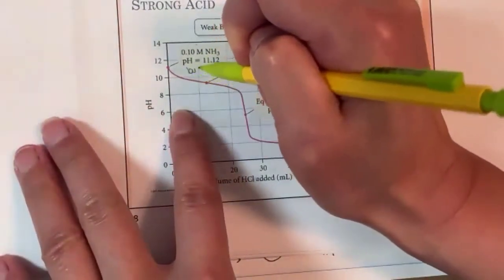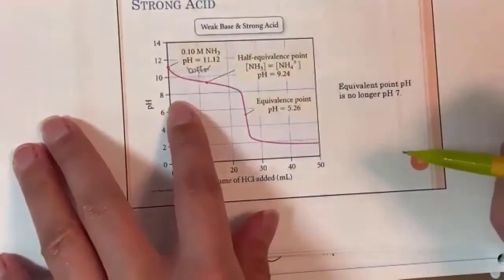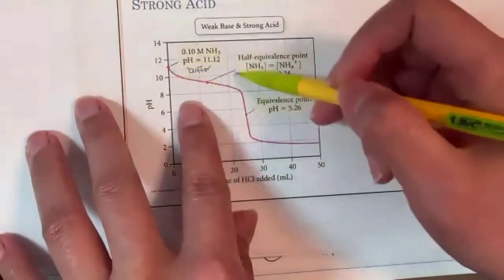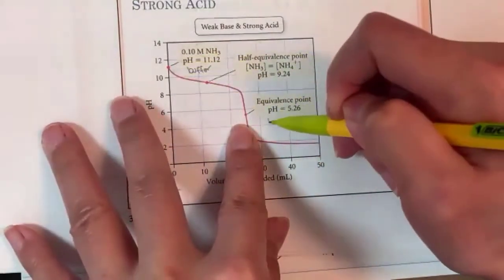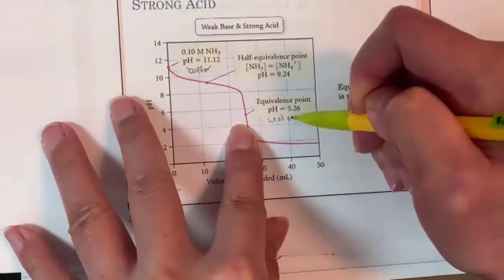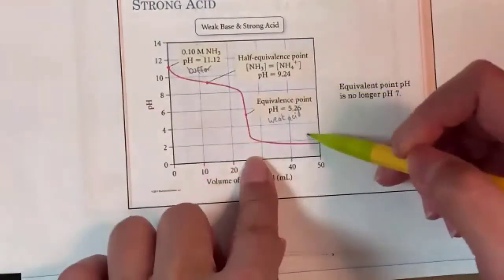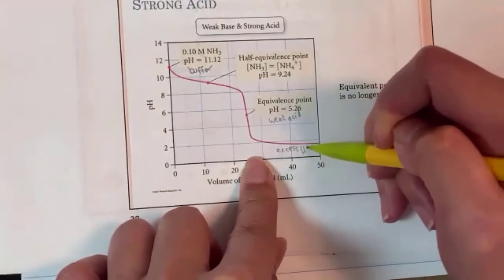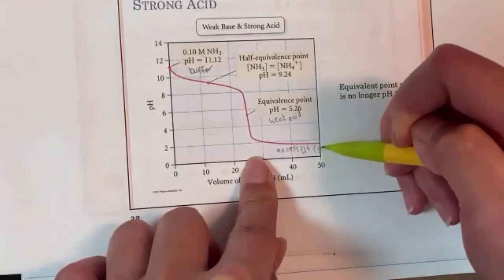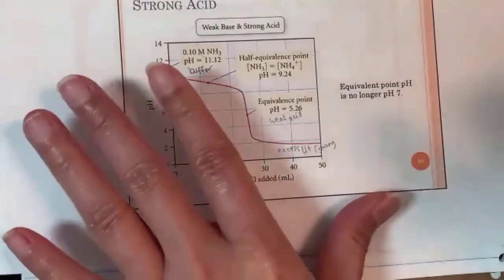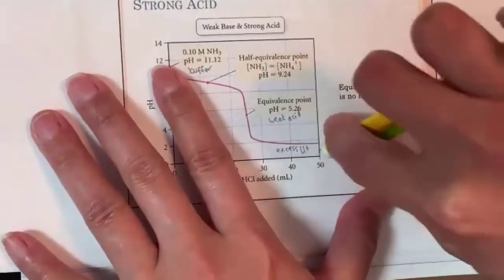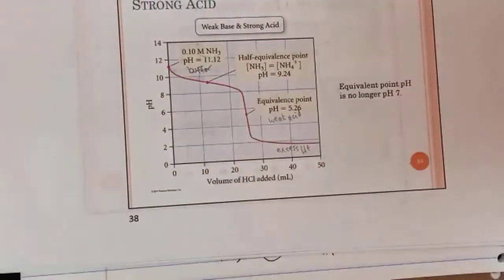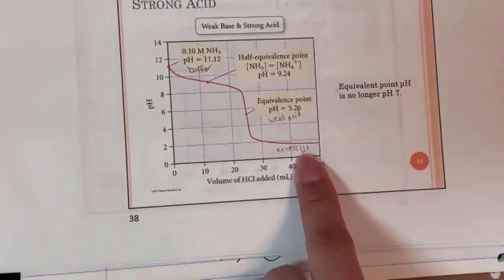So this region is buffer, like the first picture that we had. The equivalence point is going to be a weak acid calculation. And this part here is excess H+, so it's like a strong acid. Once you find out how much excess H+, you just take minus log H+ to get the pH.